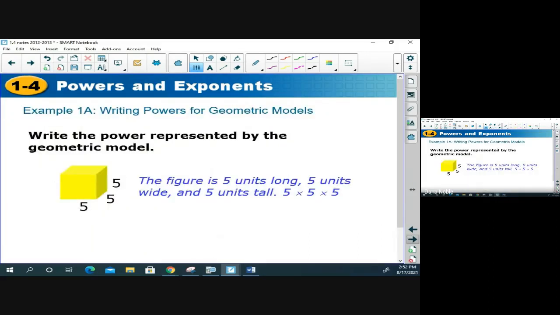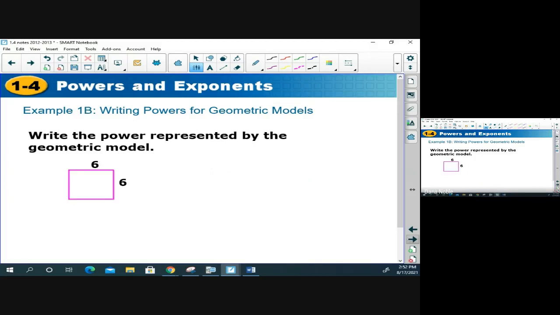So here's an example. Write the power represented by the geometric model. So you can see that it's a cube and all of the side lengths are 5, so they would write this in short form as 5 raised to the third power, which if you multiply it out using your calculator, you would have 125 units, and I put a U to represent units, inches, feet, meters, units cubed. So we go over to the next one. Here's a square that has 2 sides of 6, which can be written as 6 to the second power, or 6 squared, which if we were to simplify it, would become 36 units squared.